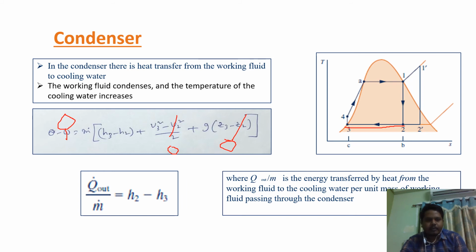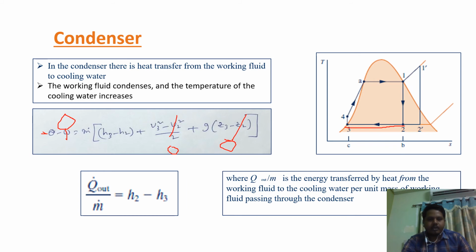Q equals m dot into H3 minus H2. But here, what is happening in the condenser? There is a heat rejection. That means here the sign is minus Q. So the final equation will be Q equals m dot (H2 minus H3). So we can write it as Q out, the heat rejection, divided by m dot equals H2 minus H3.